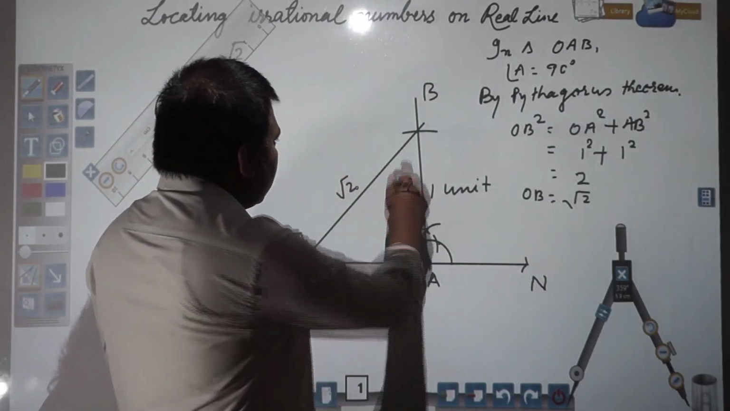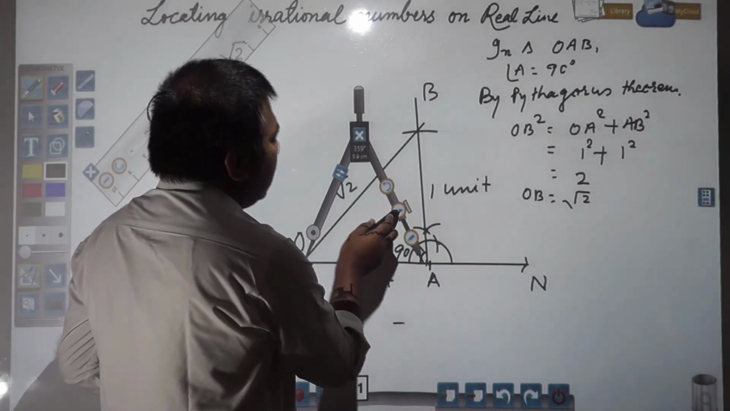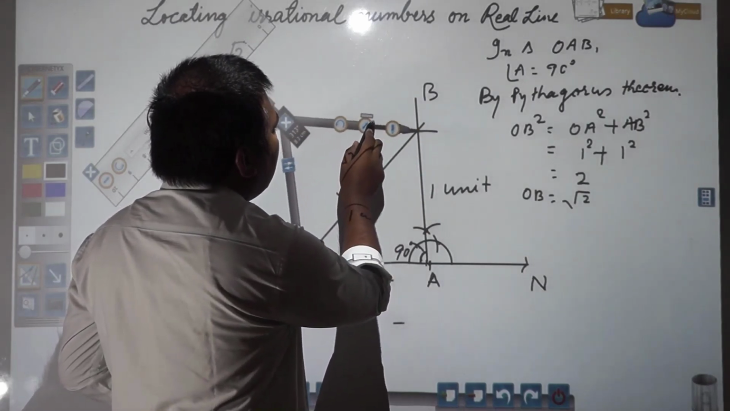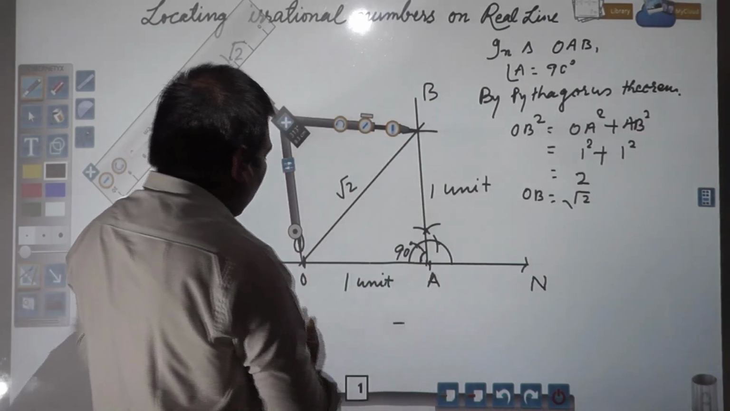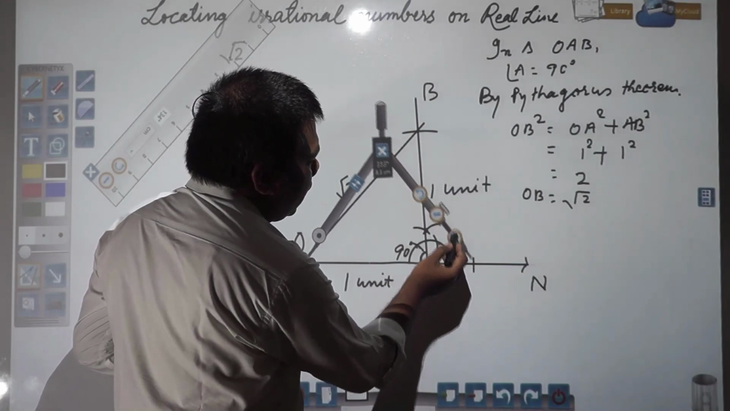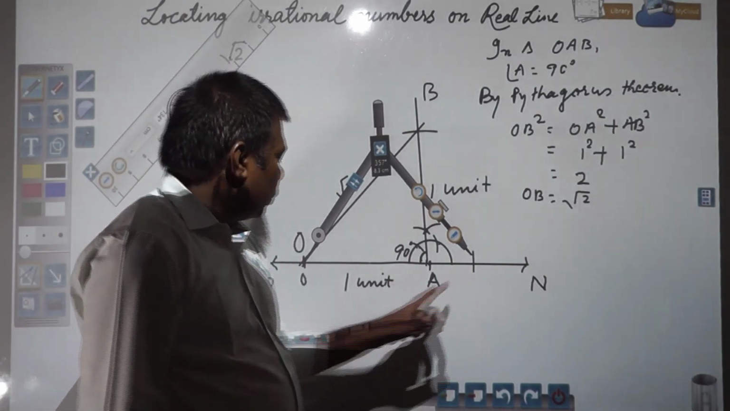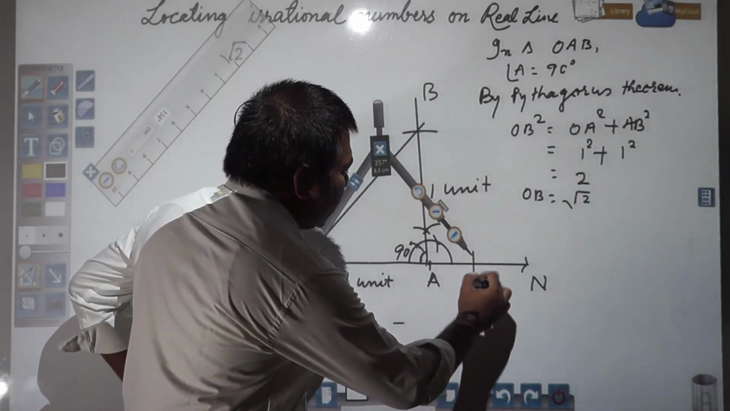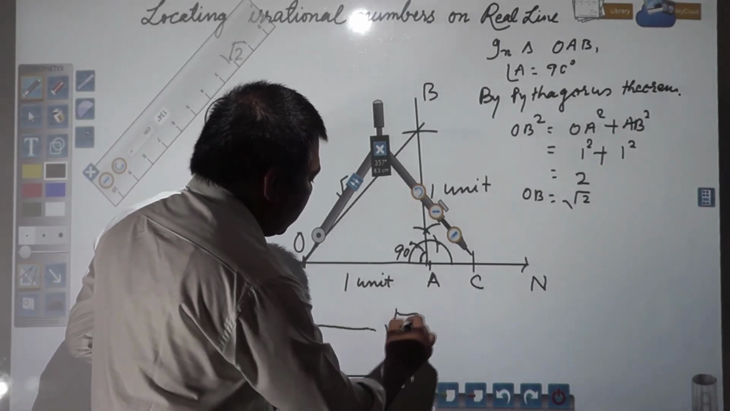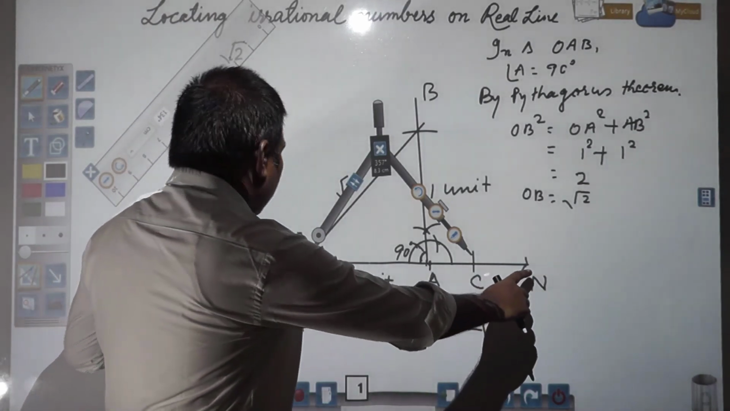Now what you need to do, the same length you measure with the help of your compass like this, and suppose you measure this length, you measure and make a cut mark on your number line. So here you see, we will do that. Here we will make a cut mark. This arc is intersecting your number line PN at this point. So name it, suppose you have given C. So OC what you have got, this is root under 2. So you have located root 2 on your given number line PN.